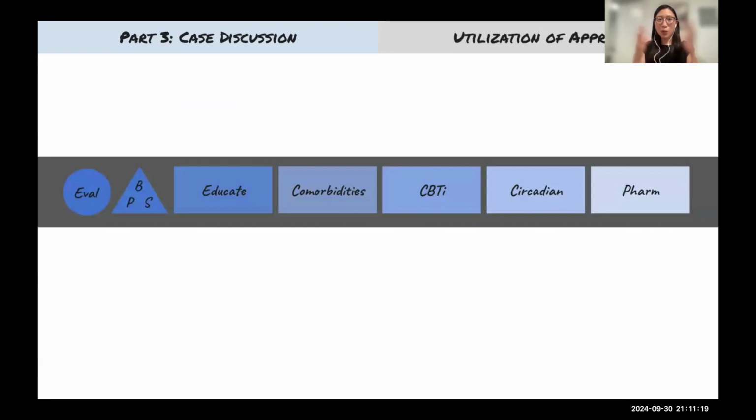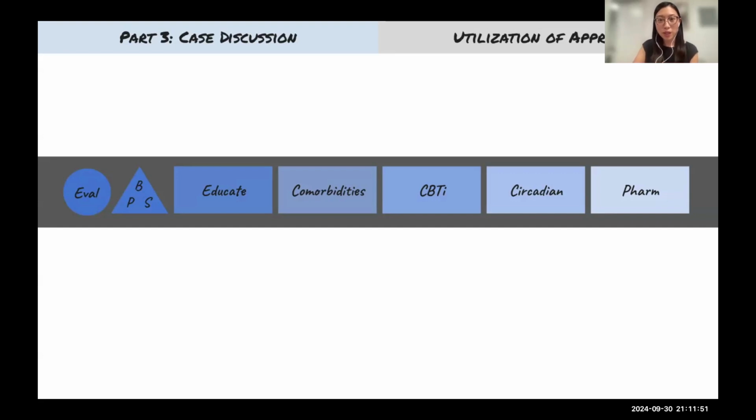So I hope that's a quick illustration of how we can employ a very thorough evaluation using a biopsychosocial formulation, and using these 5 treatment strategies, including education, evaluating and assessing for comorbidities, using CBT-I, regulating circadian rhythms, and also being very intentional about our pharmacology, both in terms of prescribing medications for sleep, but also peeling back on medications that might be causing problems.